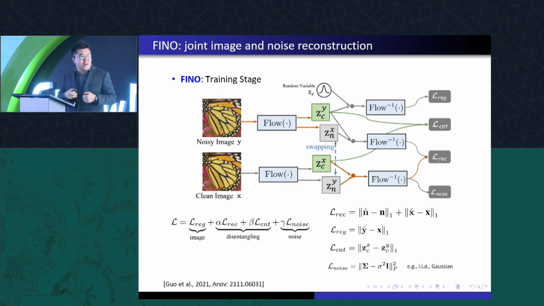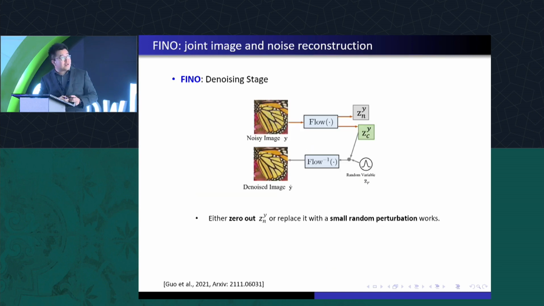This is one example. Suppose we know the noise is IID Gaussian, but in fact it may not be IID Gaussian. If it's real noise, probably you are going to change the loss term for the noise, right? Maybe it's just independent, not necessarily IID. But in the training stage, we have a hybrid loss.